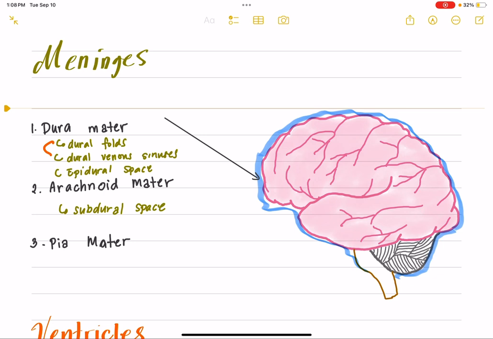Okay? Ang arachnoid mater naman, very thin, wispy second layer. Okay, ang unders na is subdural space between the dura and arachnoid mater contains a very small amount of serous fluid. Then, ang pia mater, very tightly bound to the surface of brain and spinal cord.